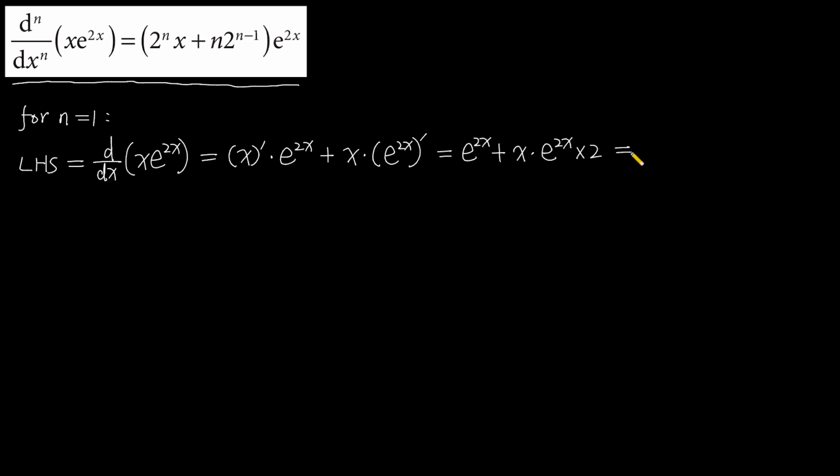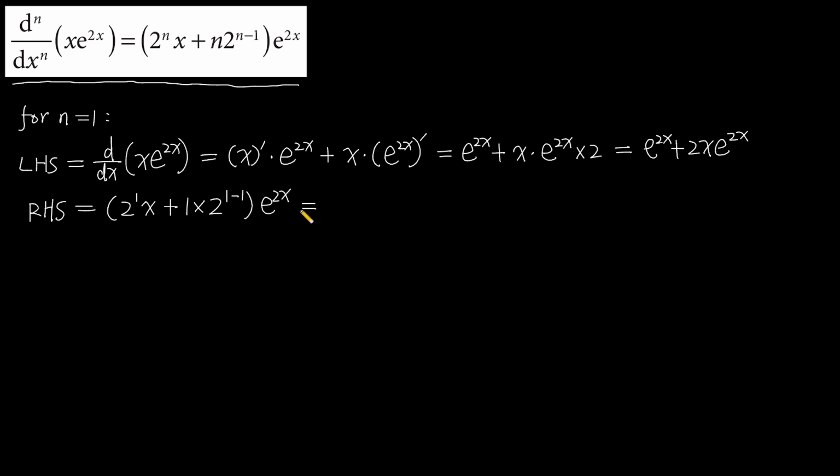So then this equals e to the power of 2x plus 2x multiplied by e to the power of 2x. This is the left hand side. Then the right hand side equals, n is 1. Here is (2 to the power of 1 multiplied by x plus 1 multiplied by 2 to the power of 1 minus 1) e to the power of 2x.